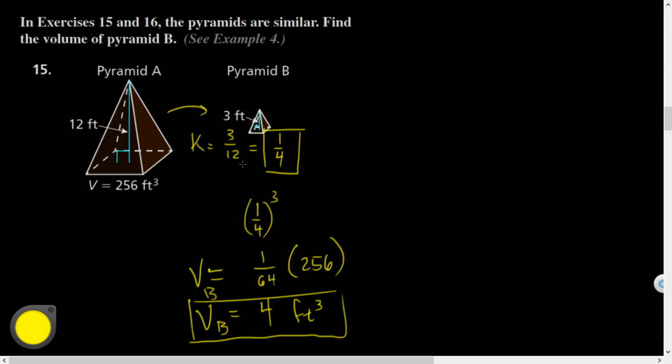So a pyramid that is 1/4 the height will be 1/64th the volume, assuming it was similar to the original.